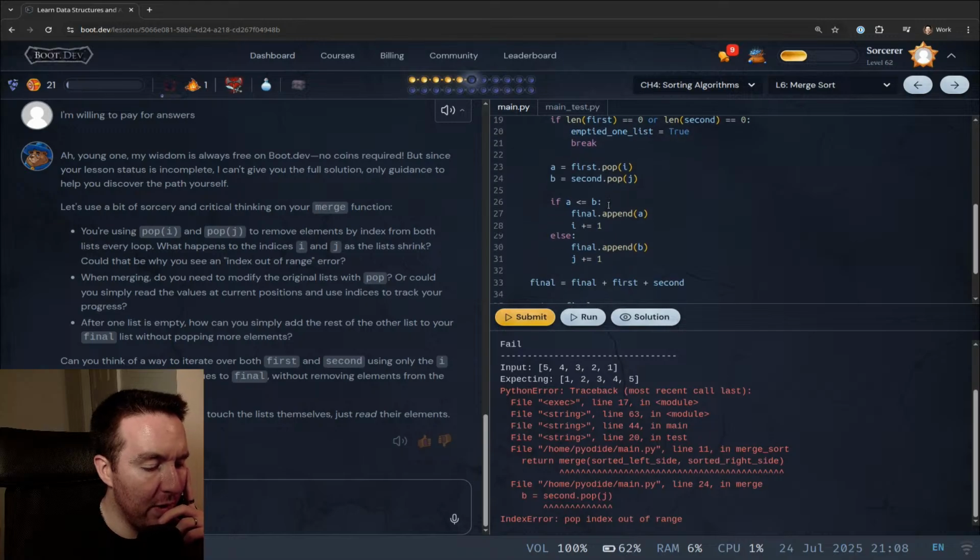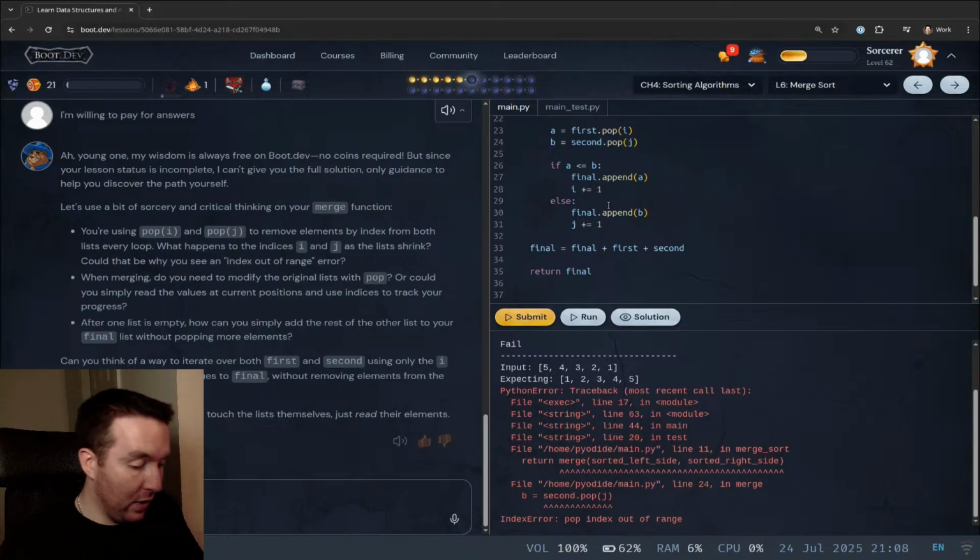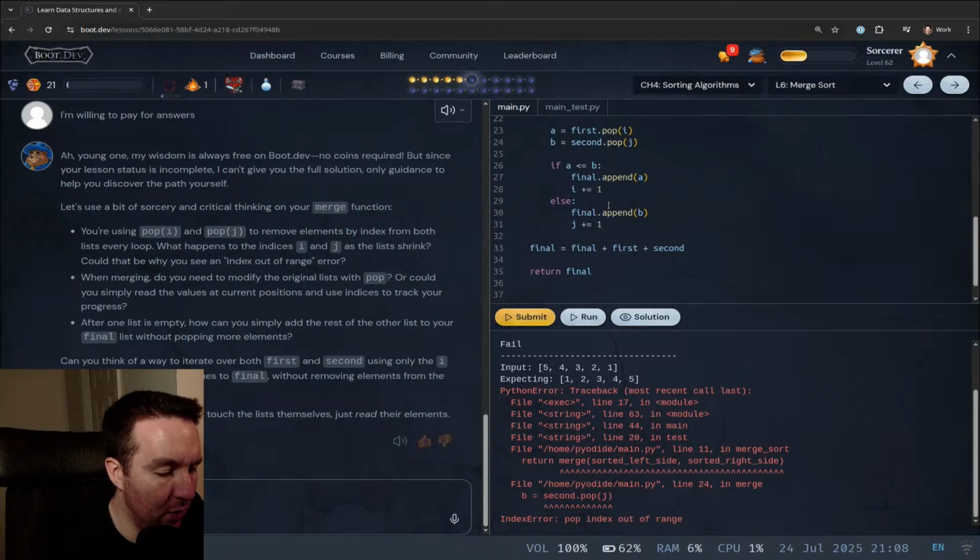When merging, do you need to modify the original list with pop, or could you simply read the values at current positions and use indices to track your progress? After one list is empty, how can you simply add the rest of the other list to your final list without popping more elements? Can you think of a way to iterate over both first and second using only i and j indices, appending values to final without removing elements from the list? Try reworking a loop. Don't touch the lists themselves. Just read the elements. What would that look like?